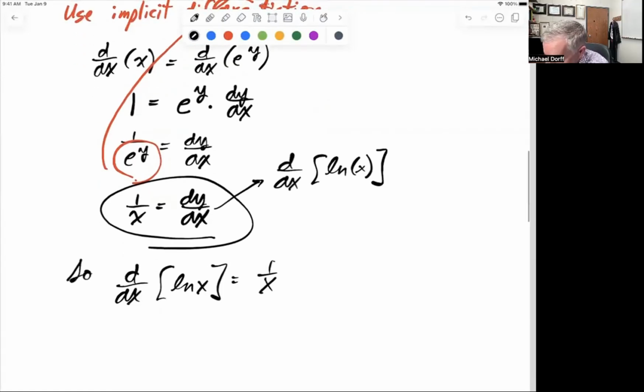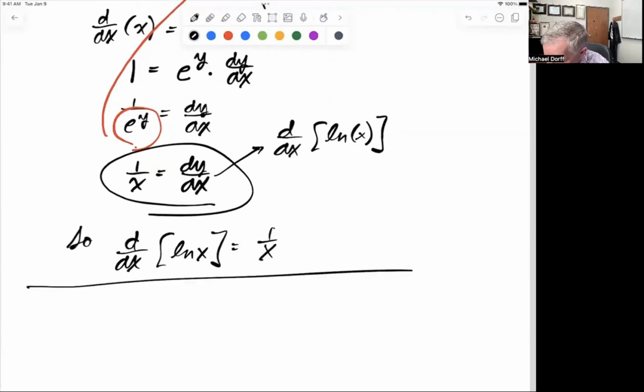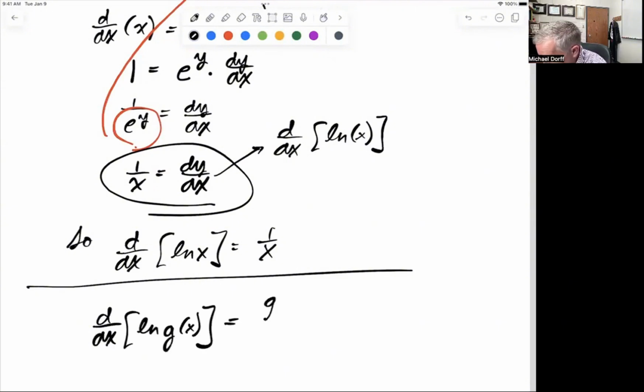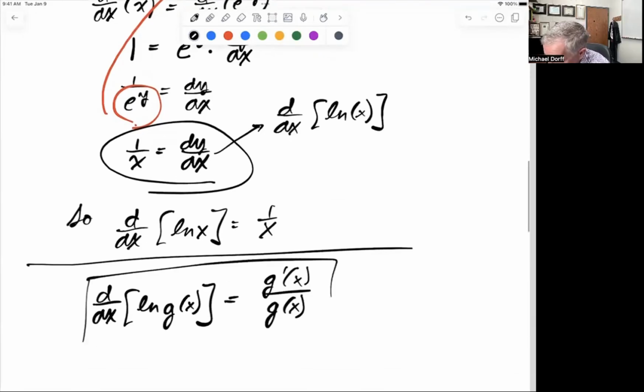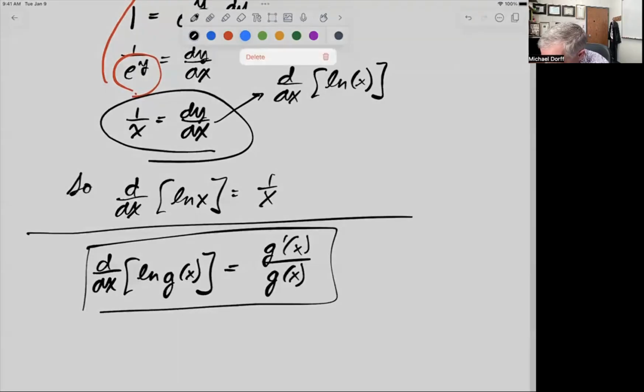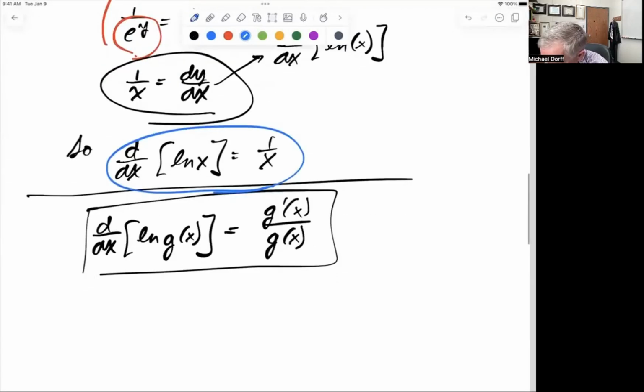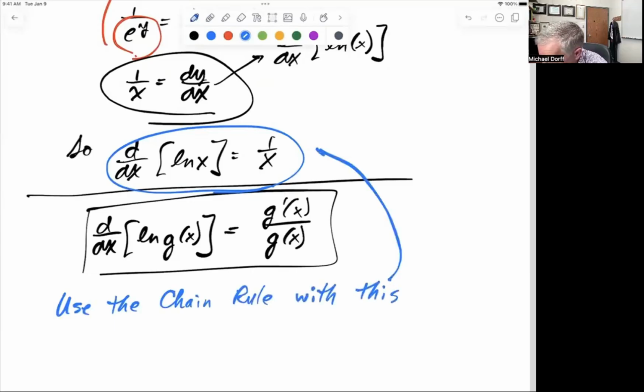And how do we get the rule that we stated at the very beginning? d dx of the natural log of g of x equals g prime of x over g of x. How do we get that? Well, we just use what we proved here along with the chain rule. So use the chain rule with this that we just proved here to get this result here.